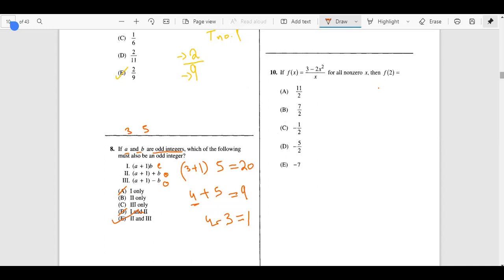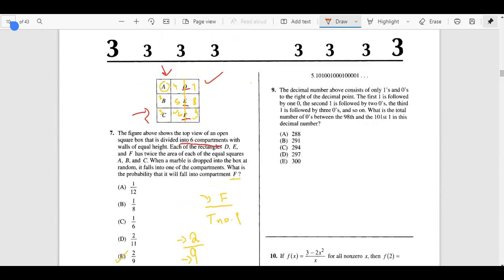Let's talk about the ninth question now. The following number above consists of only ones and zeros to the right of the decimal point. Okay, so this is the decimal point, and to the right of this decimal point, we only have ones and zeros. The first one is followed by 0. The second one is followed by 2 zeros, and then the third one is followed by 3 zeros. This is what we have.